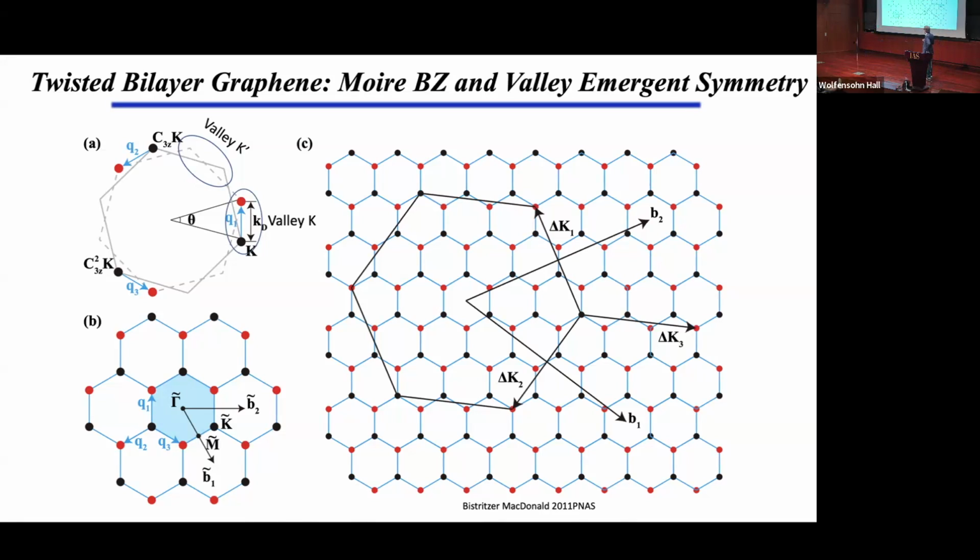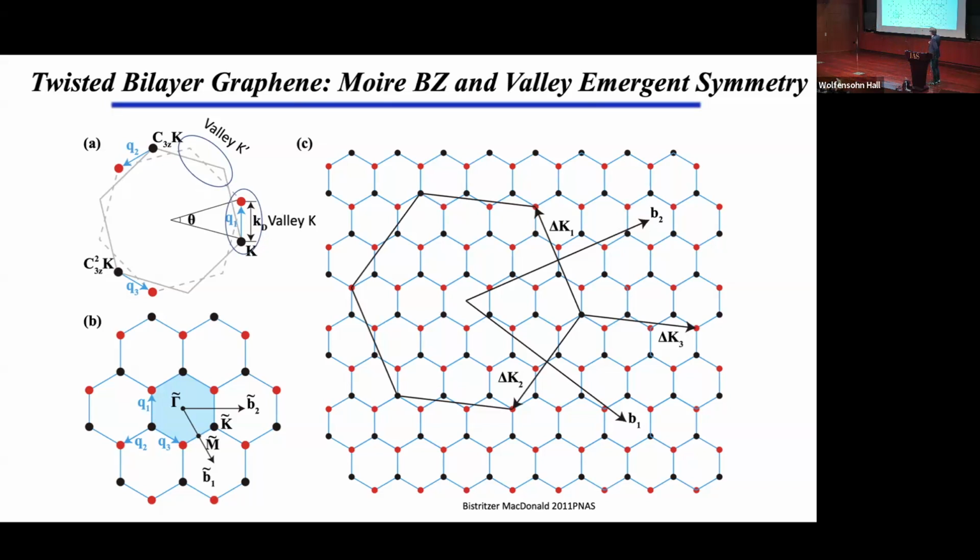Okay, so very quick recap of the Bistritzer-MacDonald model. I'm sure people have gone through it. This is a large angle. I'm plotting it here. You have the valley K, which is the K of the lower layer and the K of the upper layer, twisted by an angle theta, and valley K prime. I'm not going to look at valley K prime, just at valley K. Valley K has an angle theta. This angle is around 1 degree for the flattest bands.